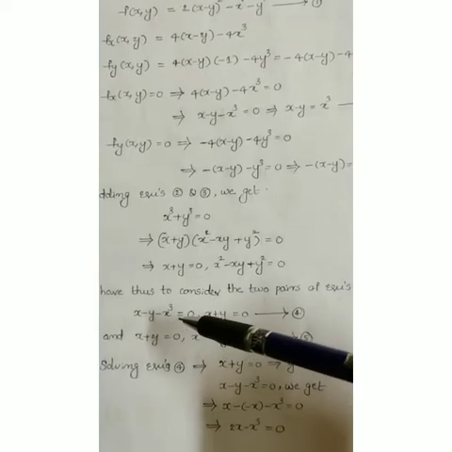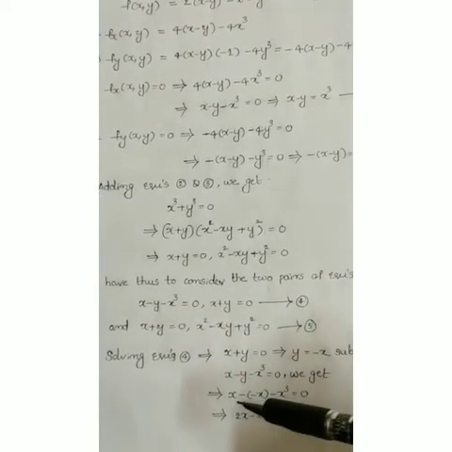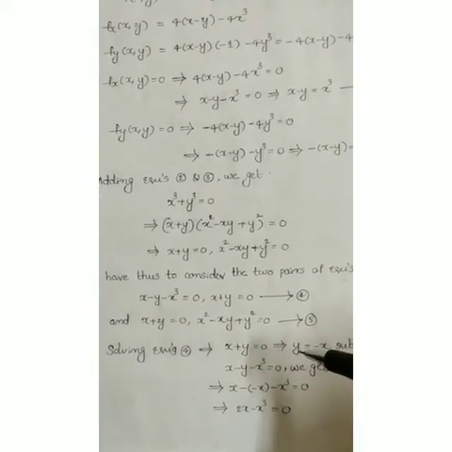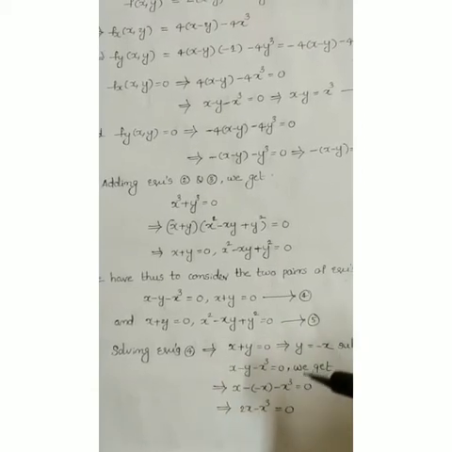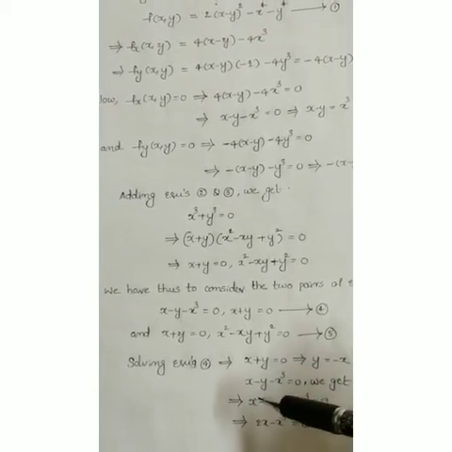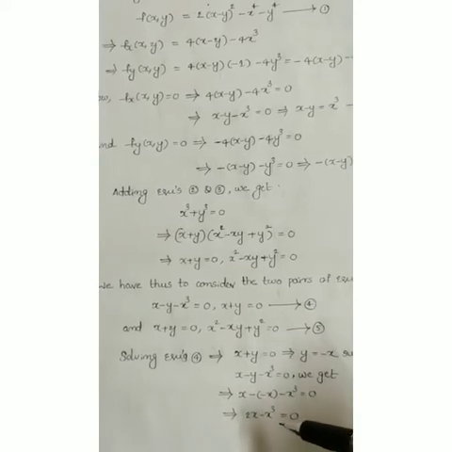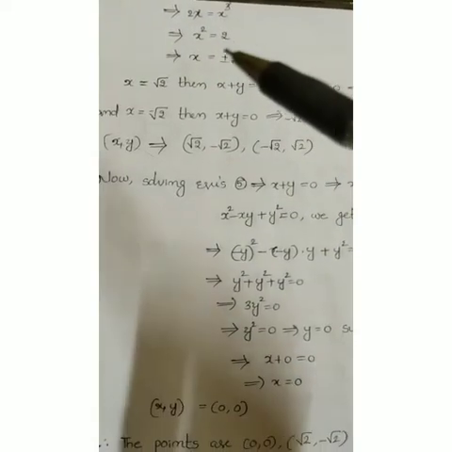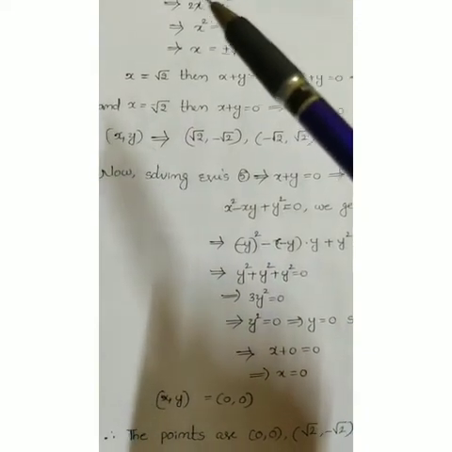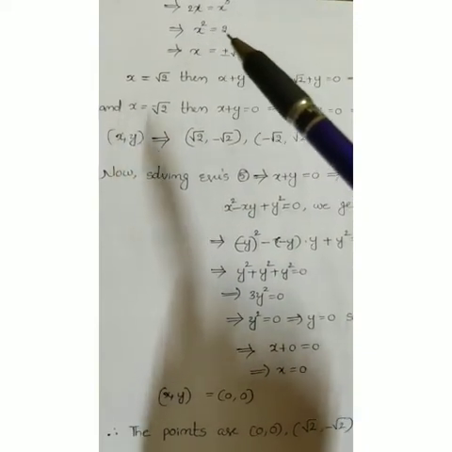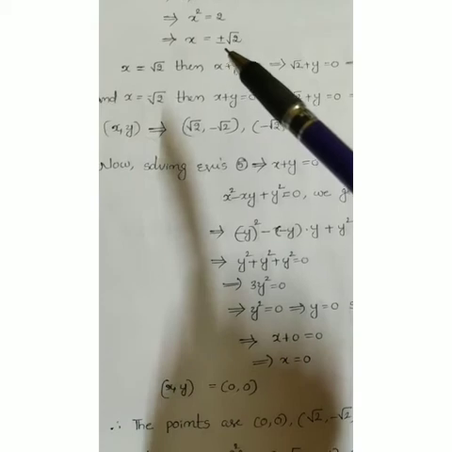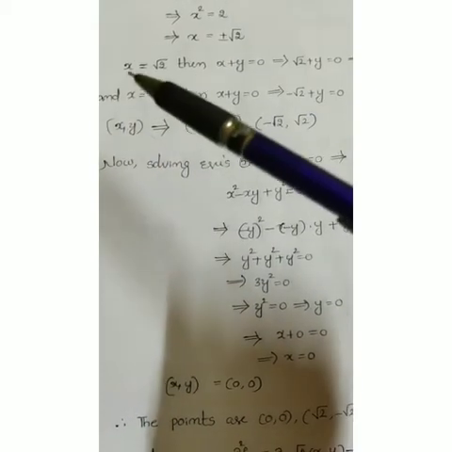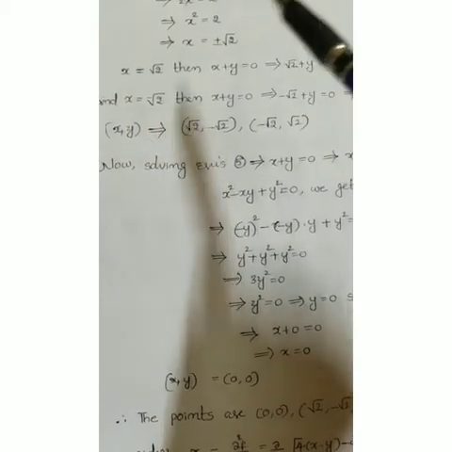Substituting y = -x in x - y - x³ = 0, that is x - (-x) - x³ = 0. So here x + x is 2x - x³ = 0. Then 2x = x³. So here x and x cancel, then x² = 2. Then x = ±√2. So here x = +√2 and -√2.